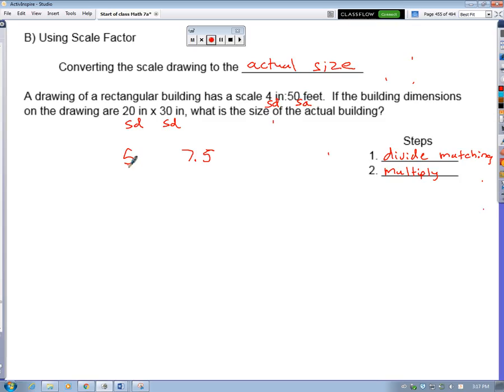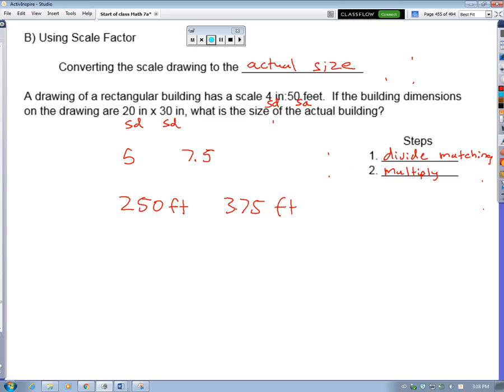So 5 times 50 is going to get us 250 feet. And 7.5 times 50 is going to get us 375 feet. Okay, I just calculated that out on a calculator. So then that tells us this is the actual size of our building, 250 feet on one side by 375 feet on the other side. Okay, if we wanted to find the area, we would just multiply these two numbers, but our question doesn't ask us that, so we are good to go with just those numbers.